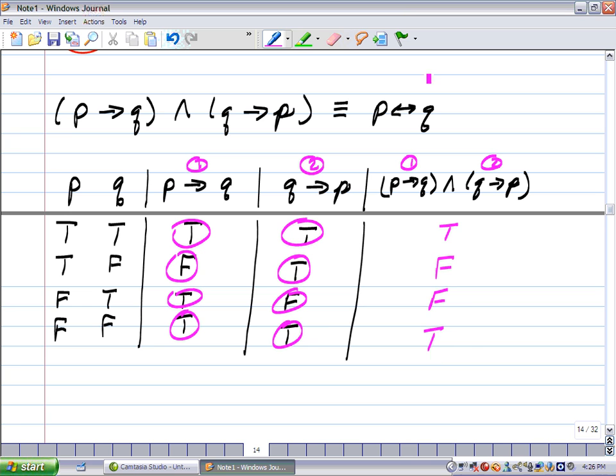So this one, the same as the if and only if, only works when those values are the same. Either P and Q are both true or P and Q are both false. Okay.